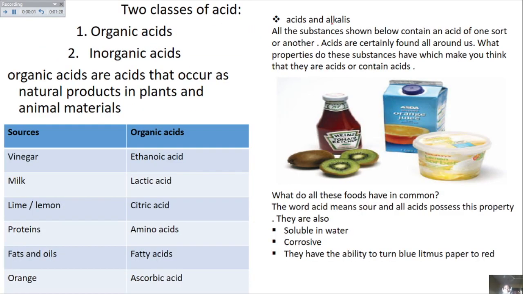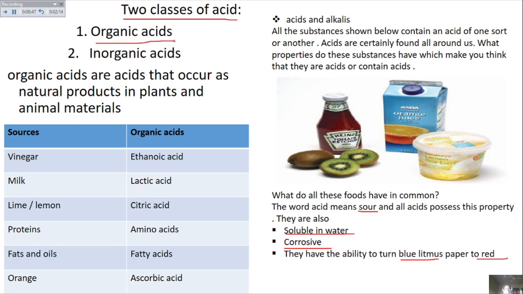Good. Now, acids and alkaline. All the substances shown below contain an acid of one sort or another. Acids are certainly found all around us. What property do these substances have which make you think that they are acids or contain acids? What do all these foods have in common? The word acid means sour, and all acids possess these properties. They are also soluble in water, they are corrosive, and they have the ability to turn blue litmus papers to red.